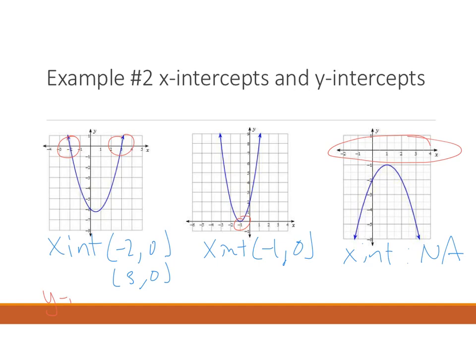The y-intercept is where it crosses the y-axis, right there for this first example, and that is at (0, -6). On the second example, it crosses at (0, 2), almost made a mistake there. And the last one, it crosses at (0, -2).